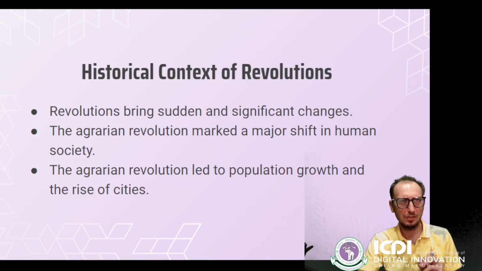The first major shift happened about 10,000 years ago when humans moved from foraging to farming. So at first, people were collecting fruits and nuts and killing animals, and then they decided to grow their own food, grow their own animals. The agrarian revolution combined human efforts with animals for production, transportation, and communication. This led to population growth and the rise of cities.